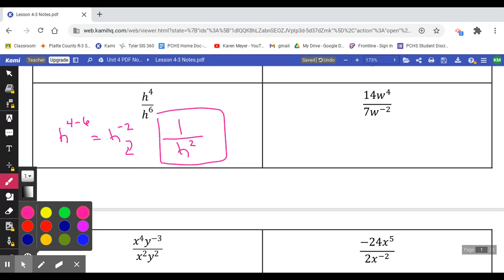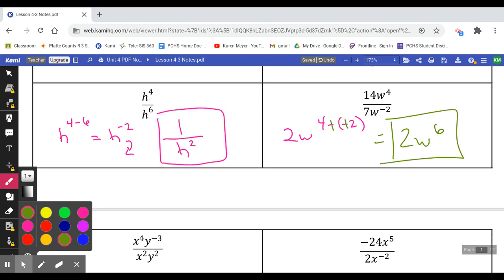Next one. Well, 14 divided by 7 is 2. When you're dividing, you subtract exponents. So 4 minus a negative 2. Well, minus a negative will switch to a positive. So you're really looking at 2w raised to the 6th. There are no negative exponents, so you're done.